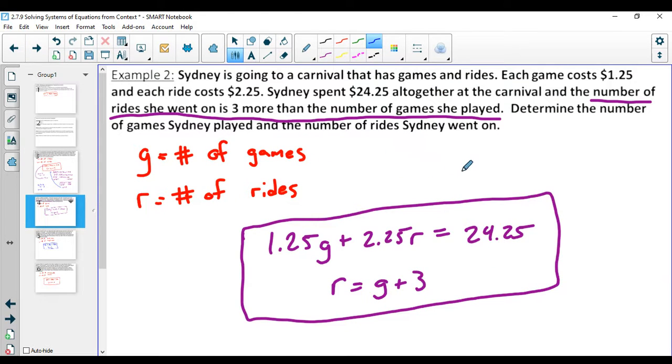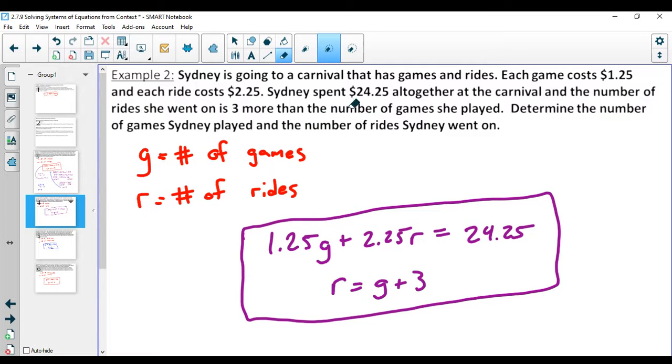So Sydney is going to a carnival that has games and rides. Each game costs $1.25 and each ride costs $2.25. Sydney spent $24.25 altogether at the carnival, and the number of rides she went on is 3 more than the number of games she played. So thinking of 2 equations to make, right?